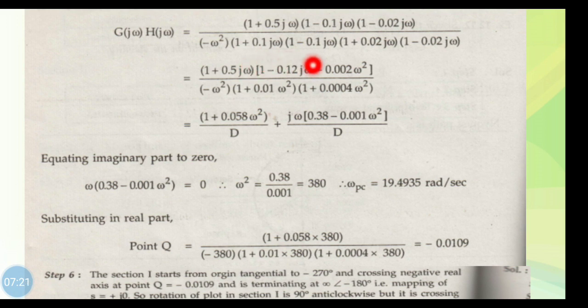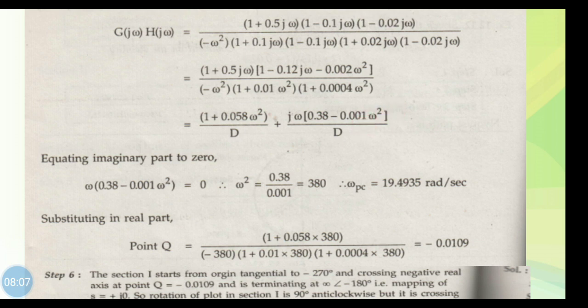So this will be equal to (1 + 0.5jω)(1 − 0.12jω − 0.002ω²) divided by −ω², which will be equal to (1 + 0.01ω²)(1 + 0.0004ω²). So we can write it as 1 + 0.058ω²/D + jω(0.38 − 0.001ω²)/D.